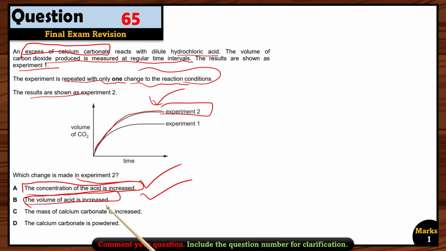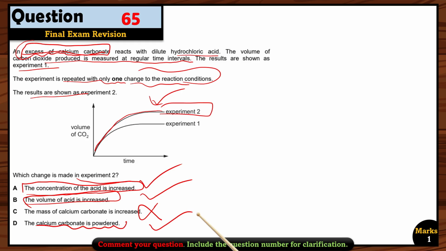The mass of calcium carbonate is increased. This option is not right because they already said that excess of calcium carbonate is there. So even if you increase, nothing will change. Excess of calcium carbonate means it cannot be the option because we already have a lot of calcium carbonate. So the only thing that is responsible can be either concentration or the volume. The calcium carbonate is powdered. Even if it is powdered, you will see an increase in the rate of reaction, right? So that can also be the option.